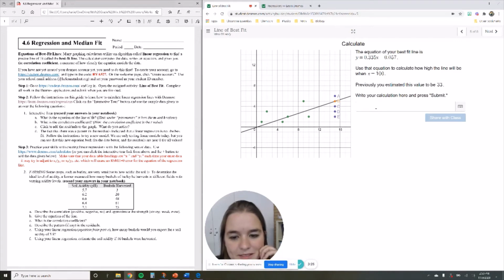The equation of your best fit line is 0.335x minus 0.057. Looks like I wasn't exactly on the 0 for my y-intercept. I want to use that equation to calculate how high the line will be when x equals 100. My previous estimation was 33, so this stuff here will match whatever data you've been putting in as you work through this. So when I'm plugging in x equals 100, I'm just going to pop up my calculator here.